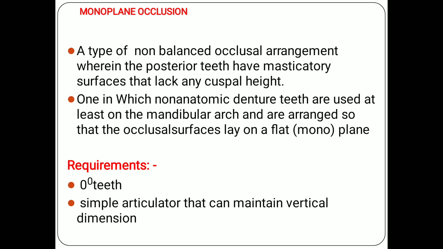Right. Then coming to what is monoplane occlusion. In this type of monoplane occlusion, usually we give which form of posterior teeth? 0 degree teeth, that means cuspless teeth, and it can be given even in the 3-point articulator, which can maintain vertical dimension. It is a type of non-balanced occlusal arrangement wherein the posterior teeth have the masticatory surface that lack any cuspal height.